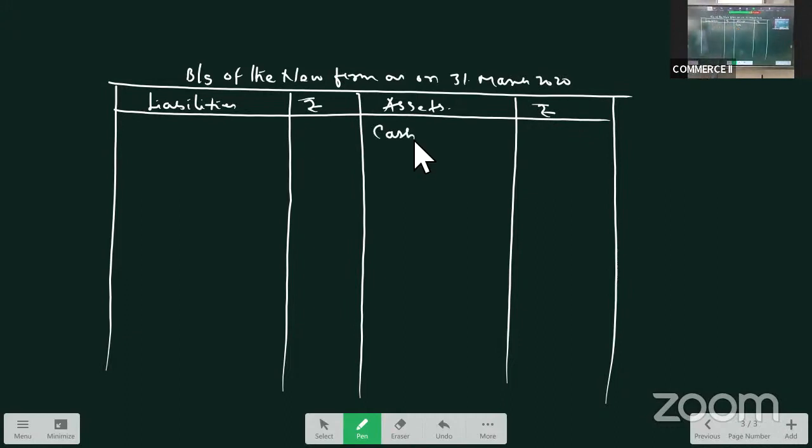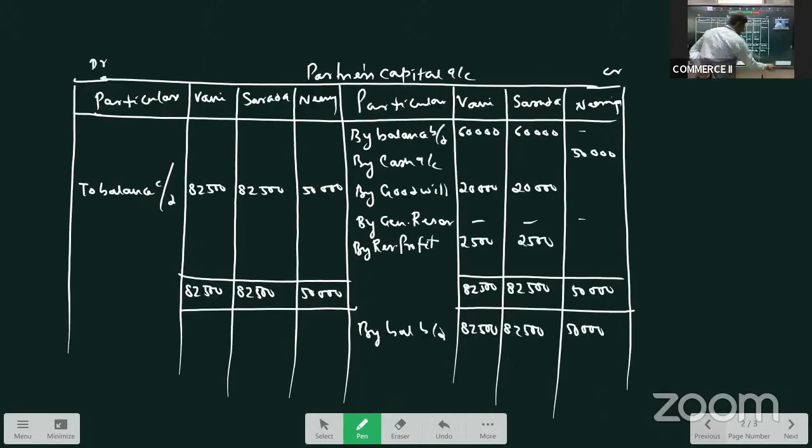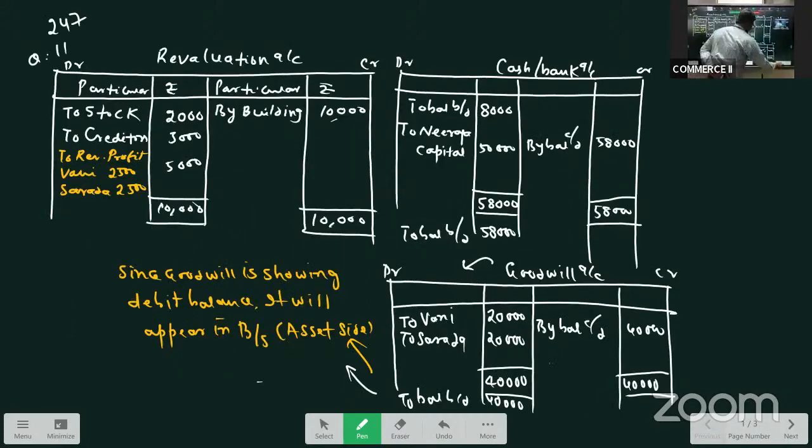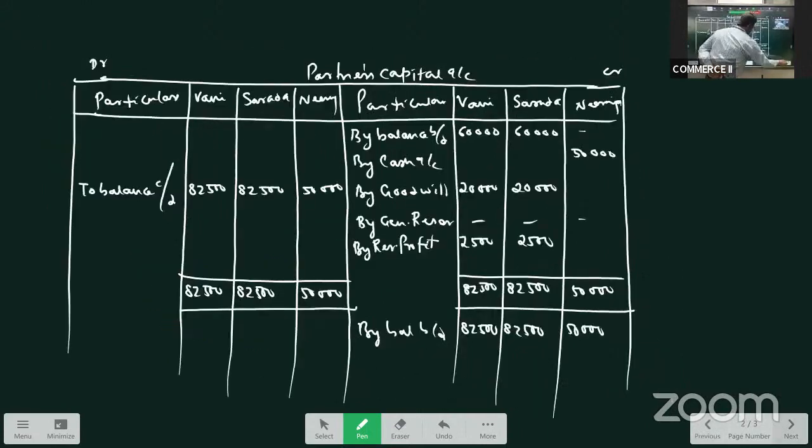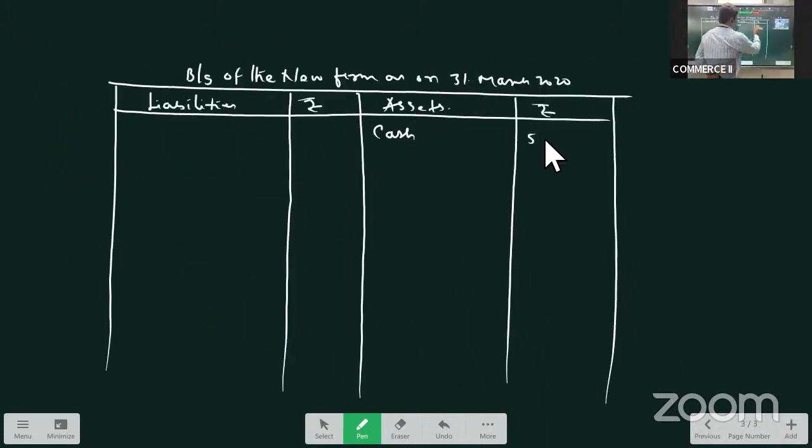How much do we have? Cash 8,000, and we had prepared the cash account. What was the balance? We had 58,000, so we'll take 58,000. Bank, you can take this in the cash and bank account also, or else you can show it separately, not an issue. Bank is 12,000. Then debtors. Debtors are 30,000. There is no change on debtors, so like as it is.